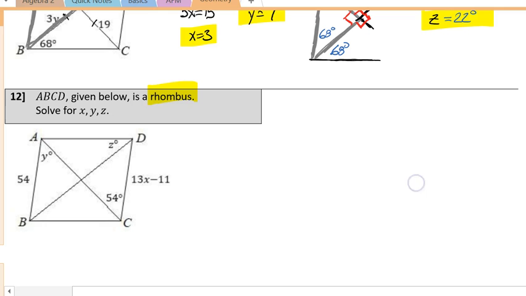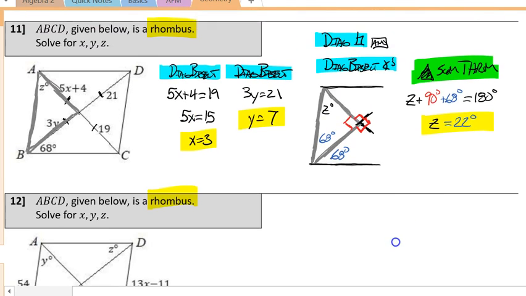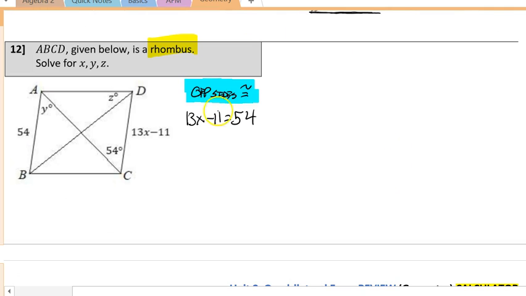Okay, problem number 12 is also a rhombus. So all the properties we had used in problem number 11 will be useful. That opposite sides are congruent, meaning 13x minus 11 equals 54. This is a two-step equation which we can solve, giving us that x is equal to 5.